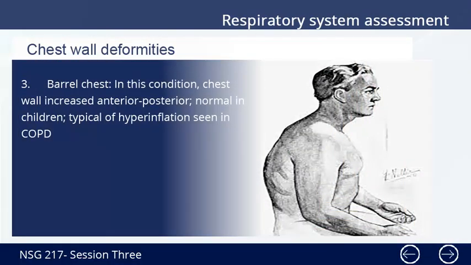Number 3, barrel chest. In this condition, the chest wall is increased anterior-posterior. That is normal in children, which is typical of hyperinflation seen in COPD, illustrated in the diagram below.